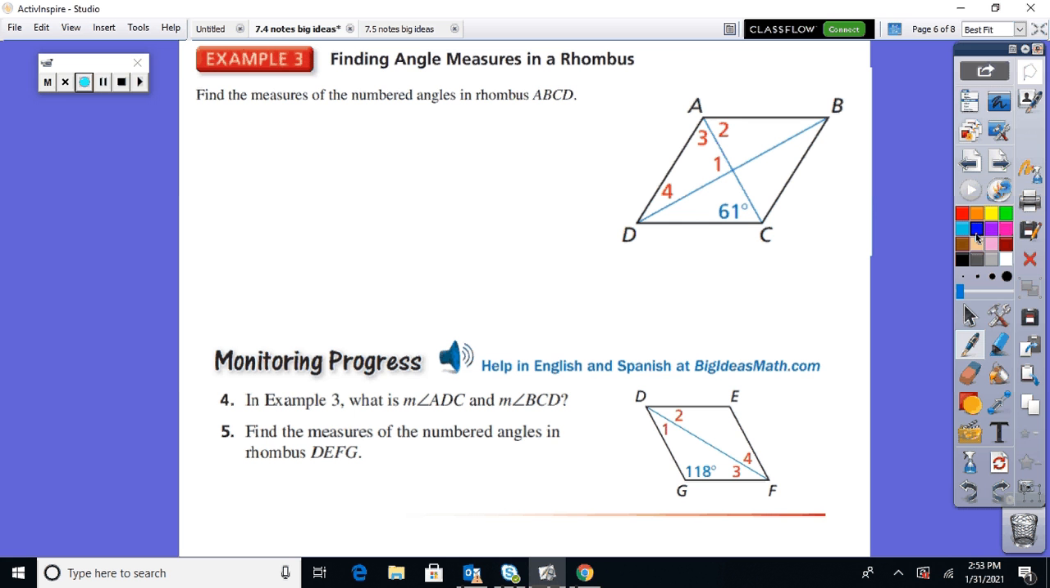Find the measures of the numbered angles in the rhombus. So they start you out with a big old rhombus. We know it's a rhombus by the given, so all the sides will be the same. They give you one thing here, 61 degrees. We should be able to find every other angle.